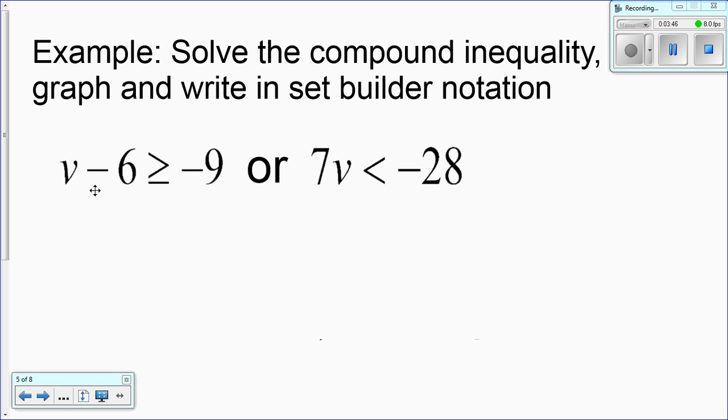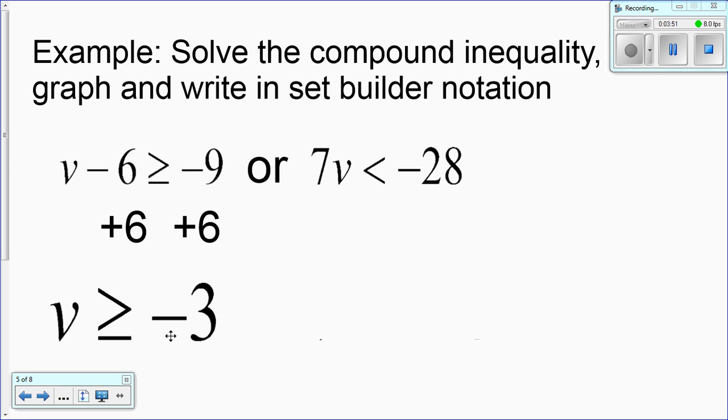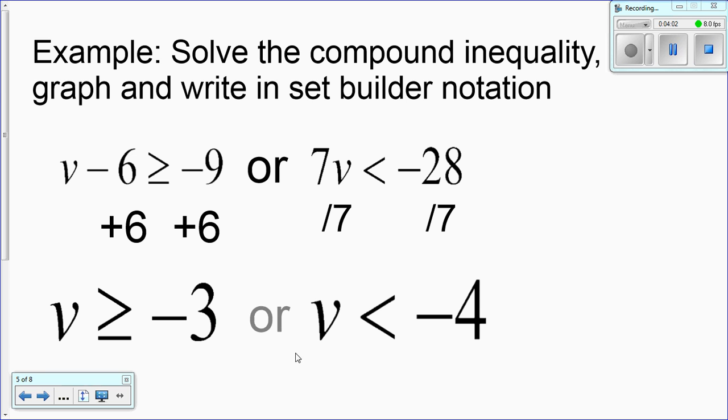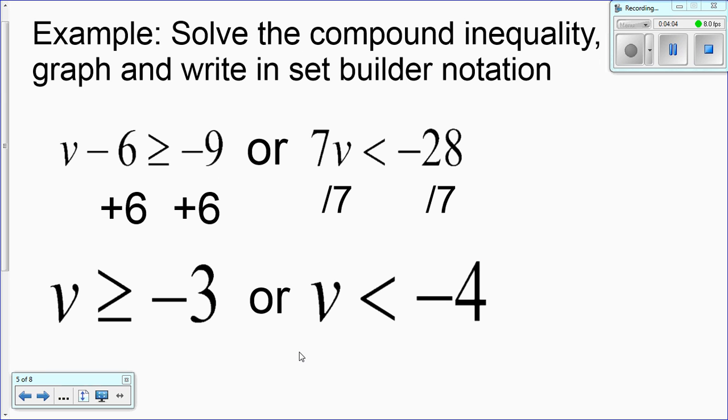In order to get b by itself, I have to add 6 to both sides, leaving me with b is greater than or equal to negative 3. Over here, to get b by itself, I must divide both sides by 7, leaving me with b is less than negative 4. And then since I had the word or in between them, I bring it down to my answer.